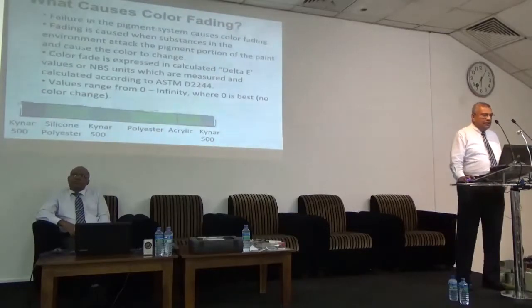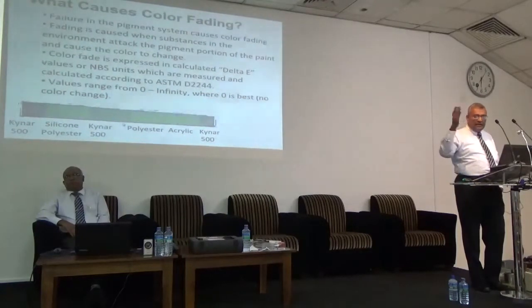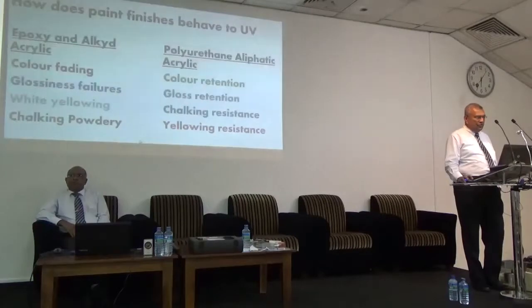So now the color fading. The pigment system causes color fading. Fading is caused when the substrate or the environment attacks the pigment portion of the paint and causes the color change. So there is an ASTM D2244 under delta E calculation. You can see the color fading. There's a range, so you can classify your color fading also.